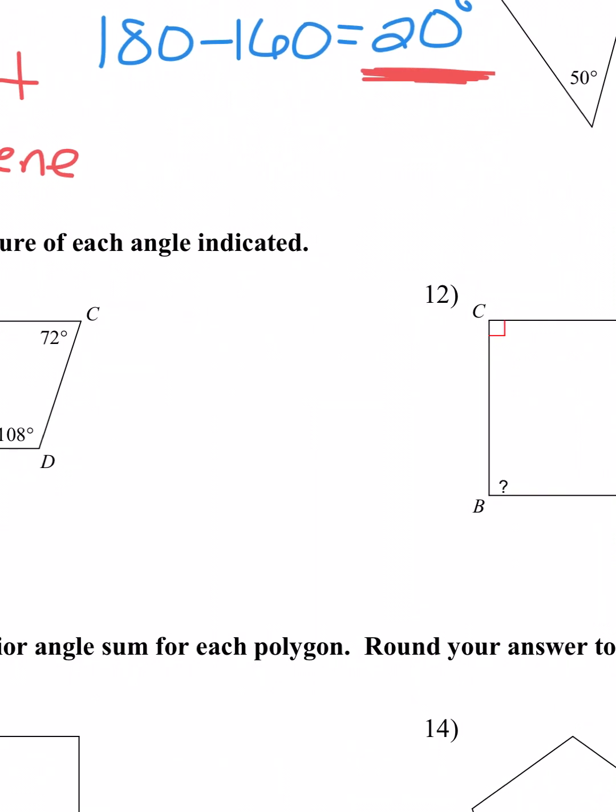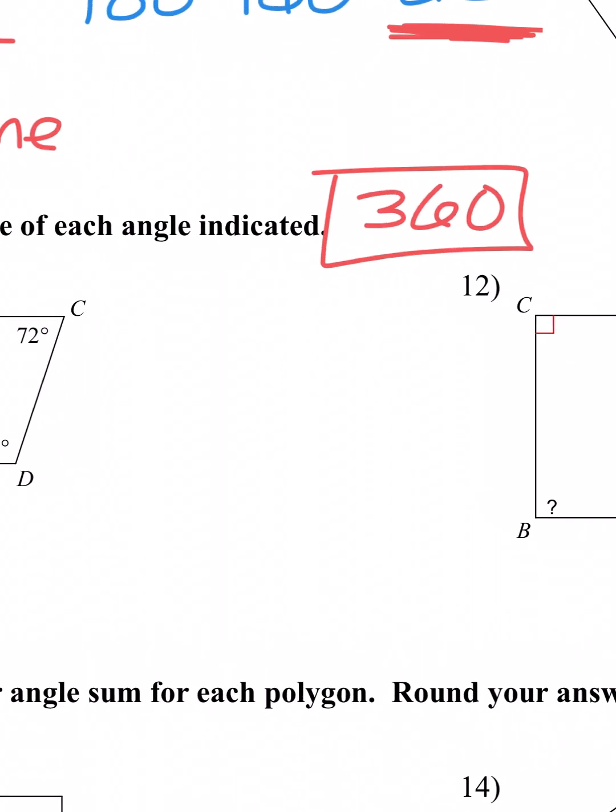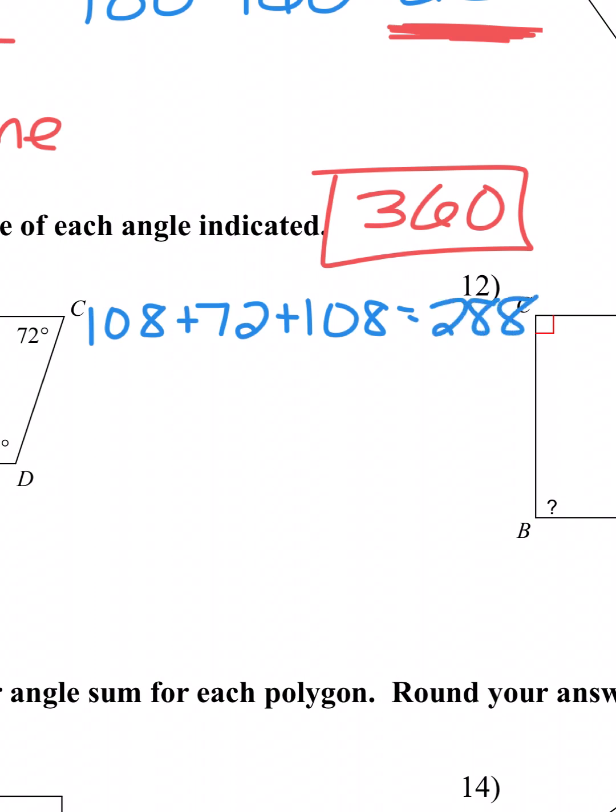Okay, when we get to 11 and 12, how does it change? It adds up to 360 instead of 180. So write it, circle it, highlight it, something. Okay? How many answers do I need on these? I only need 1. I only need to find that missing angle. How can I find a missing angle? Add them all up first. So I take 108 plus 72 plus 108. What does that give me? 288. Now what's my last step? 360 minus 288 is 72.